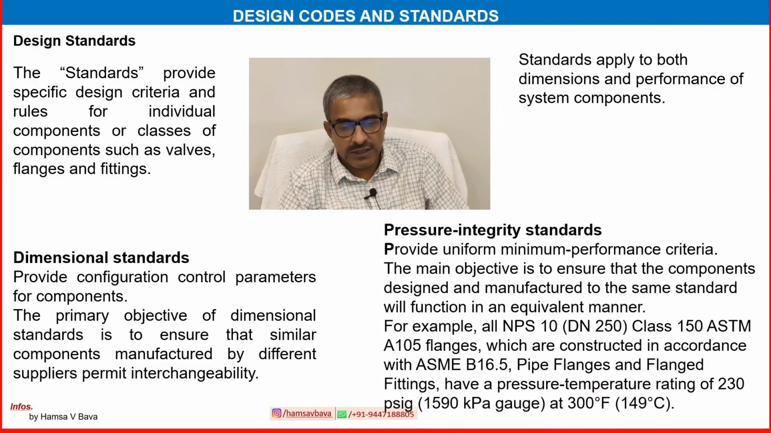Pressure integrity standards provide uniform minimum performance criteria. The main objective is to ensure that components designed and manufactured to the same standard will function in an equivalent manner. For example, all NPS 10, that is DN250, class 150 ASTM A105 flanges which are constructed in accordance with ASME B16.5 pipe flanges and flanged fittings have a pressure temperature rating of 230 psi at 300 degrees Fahrenheit.